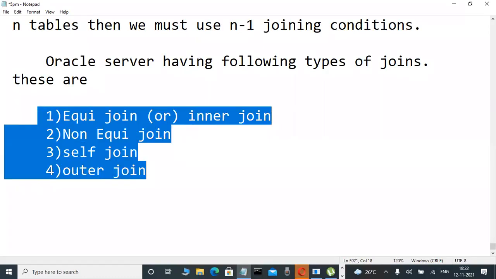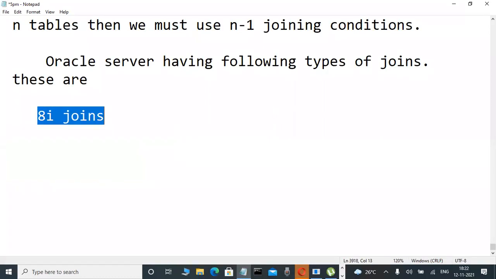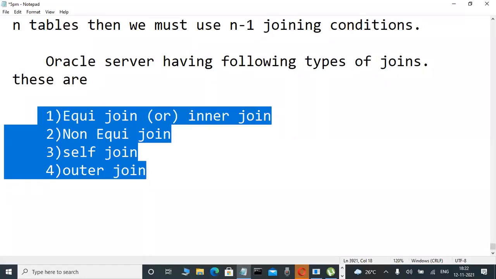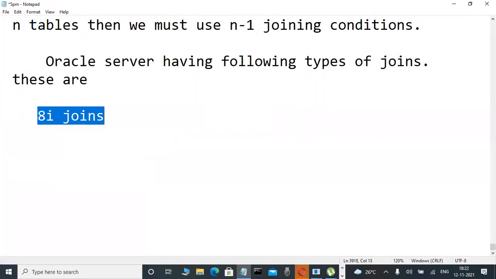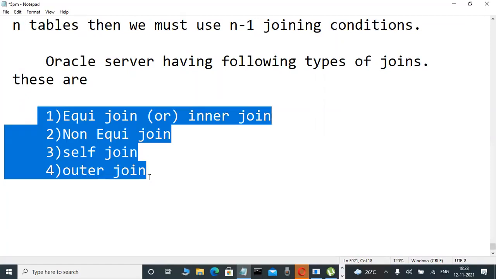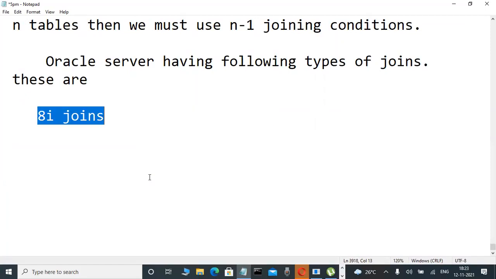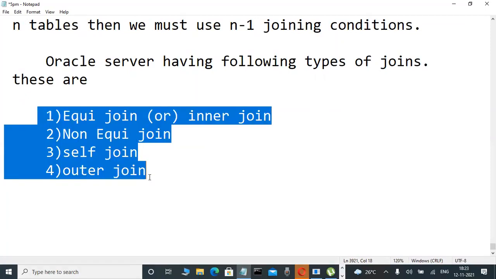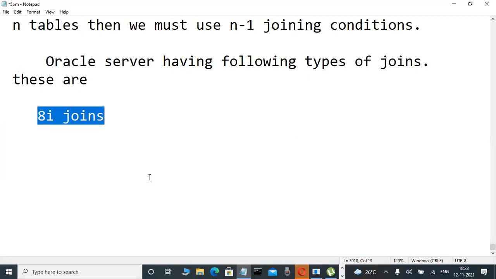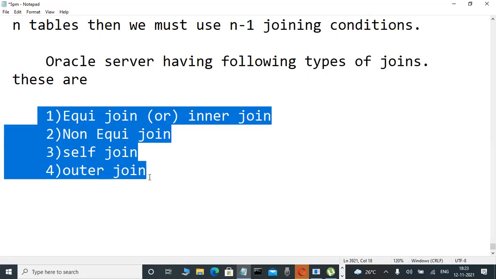Now, from Oracle 9i onwards, along with these 4 joins, other joins are also there: left outer, right outer, full outer, natural. These joins are there, same like other databases. Those joins are also called 9i joins or ANSI joins. That is supported in all databases. But these 4 are on the Oracle side.